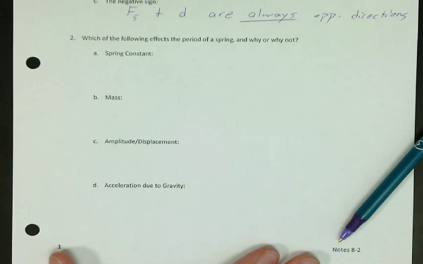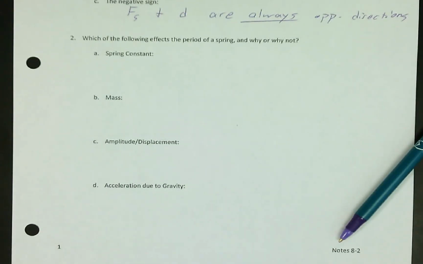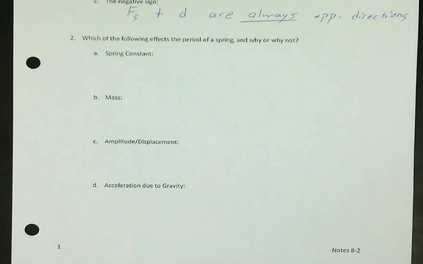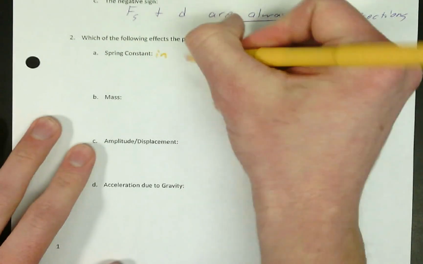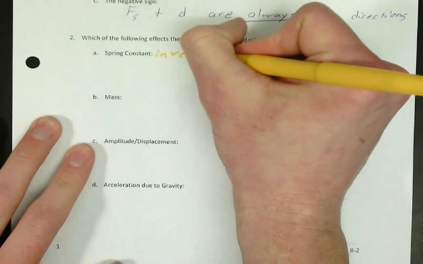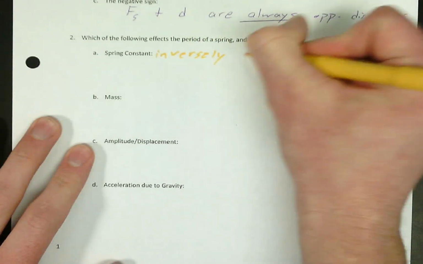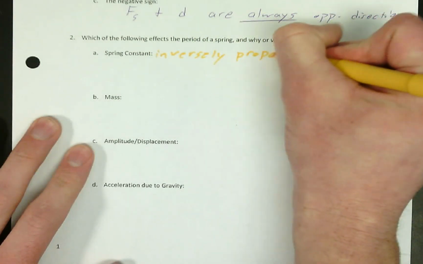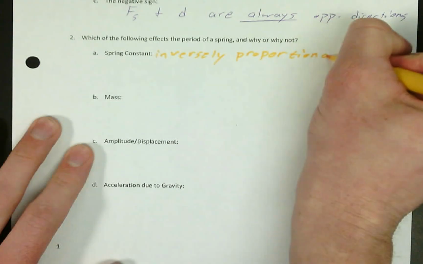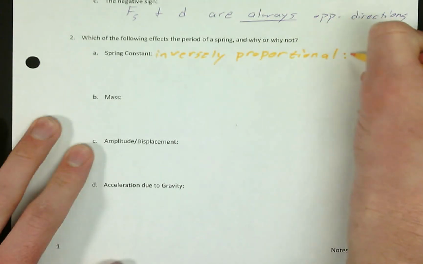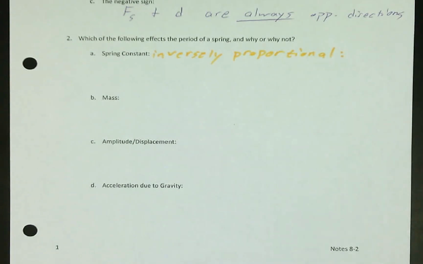So let's look at the lab here, and let's talk about what we found with the lab. The first thing we were talking about is spring constant. We found in the lab that the spring constant was inversely proportional. That meant that when we increased the spring constant, we decreased the period. So when we made one thing go up, we made the period go down.